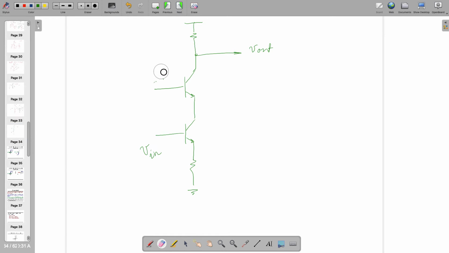All the DC sources I am drawing with the red color, just for the information that they are DC, and you can make them ground. By the way, this configuration is cascode. I'll explain this maybe at the end of this chapter, but right now, let's make the small signal model. So you have to replace this three-terminal transistor with this particular two-port network.